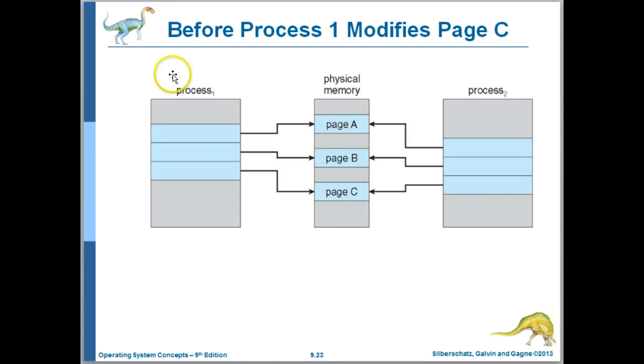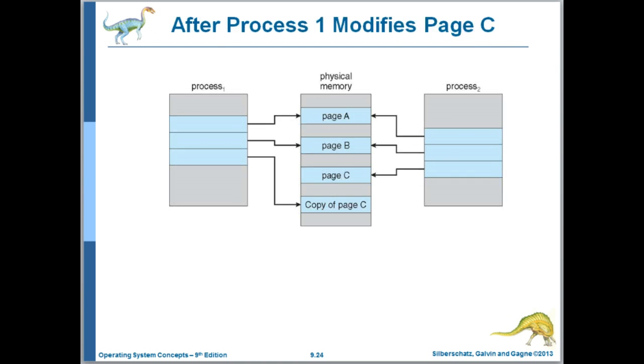So here's an illustration. Let's say that process 1 forks process 2. So initially they're sharing all of their physical memory in these 3 pages. Then process 1 performs a write into page C, and at that point a copy is made of page C, so that process 2 still sees the original data. And as I said before, this maintains the separation of the process address spaces.